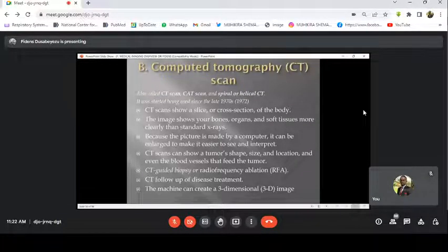You can change the density, the contrast. The operator or the radiologist can change the density and the contrast the way he needs it to be for him to be able to diagnose the disease. CT scan can show tumor shape, even conventional radiography can, but CT is better. The size, the location, here it is even better because this is now in 3D.